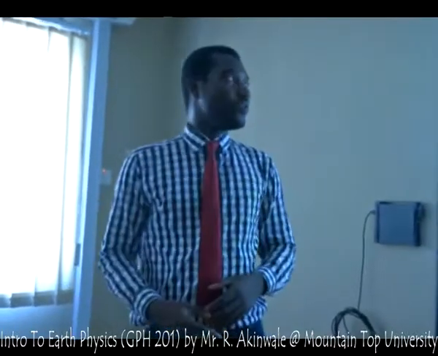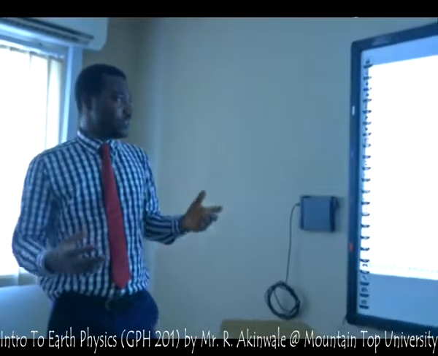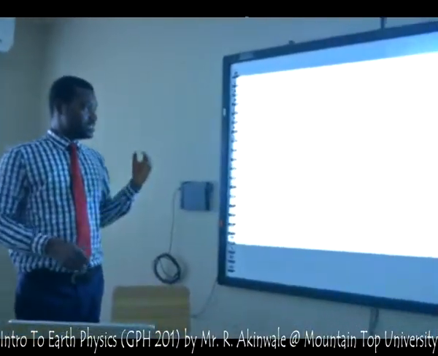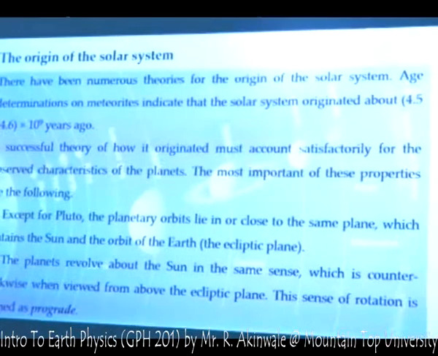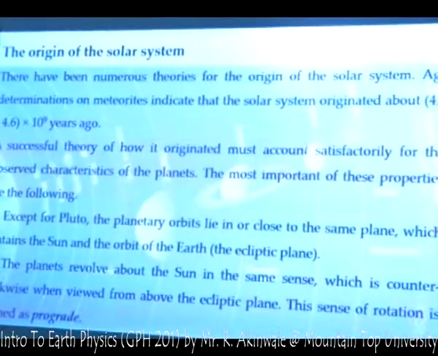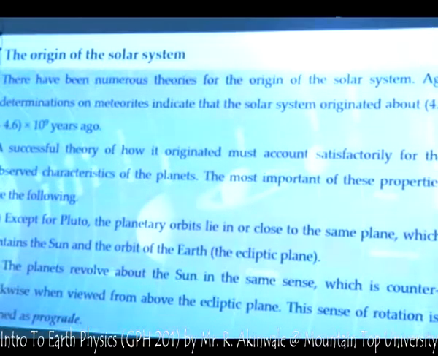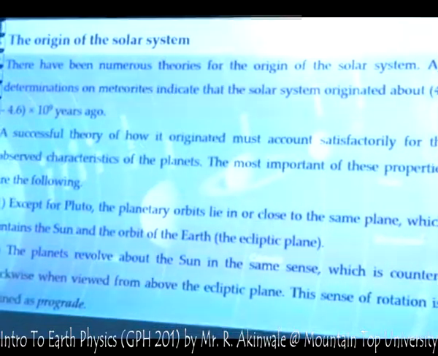Okay, so looking at that, a successful theory or story should explain the following observations or properties. We notice that except for Pluto, the planetary bodies lie in or close to the same plane which contains the sun and the orbit of the Earth. We call this the ecliptic plane. What do we mean by the ecliptic plane?